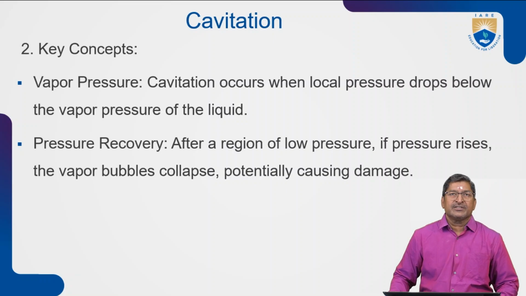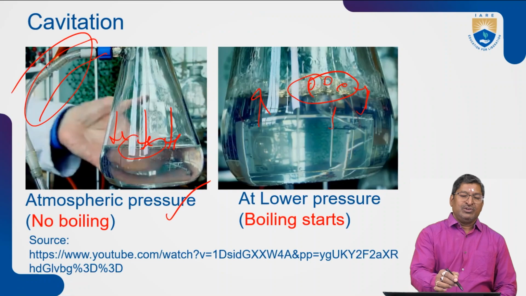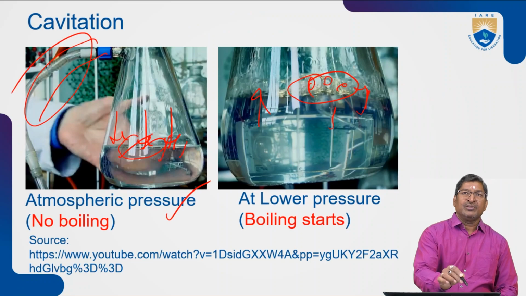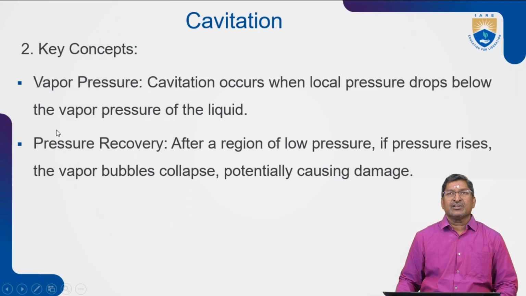So here key concepts are cavitation, vapor pressure, pressure recovery. So what is vapor pressure here? Cavitation occurs when local pressure drops below the vapor pressure of the liquid. So you can see here, no bubbles are formed. Because you can see our definition here: it occurs when local pressure drops.